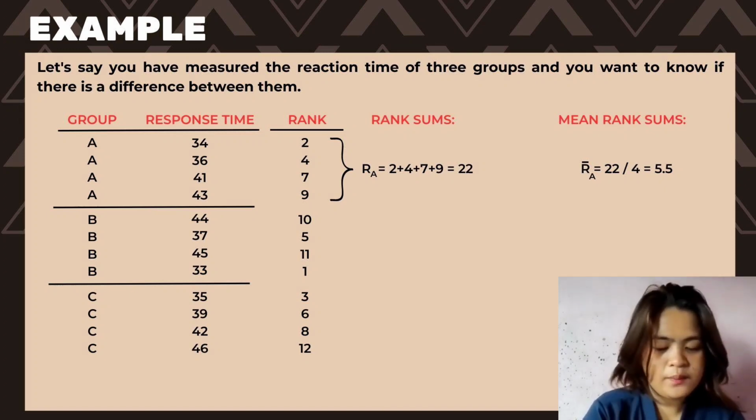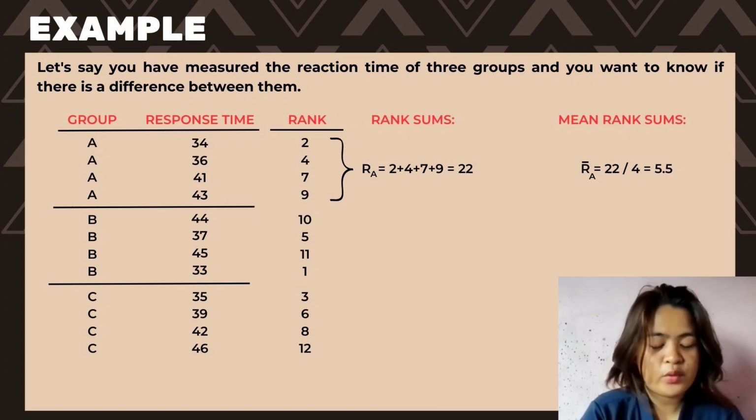So, in group A, we have the ranks 2, 4, 7, 9. We just add them and that will be our rank sum. To get the mean rank sum, we divide the total rank sum, which is 22, by 4, and the answer is 5.5. That is our mean rank sum.